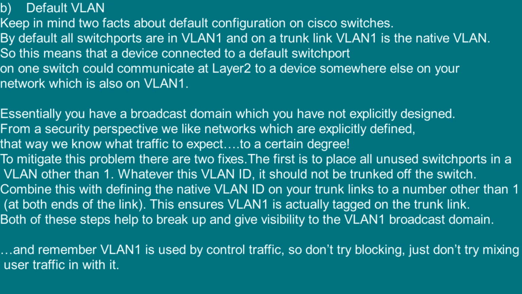Combine this with defining the native VLAN ID on your trunk links to a number other than one at both ends of the link. This ensures VLAN1 is actually tagged on the trunk link. Both of these steps help to break up and give visibility to the VLAN1 broadcast domain. And remember, VLAN1 is used by control traffic, so don't try blocking it, just don't try mixing user traffic in with it.